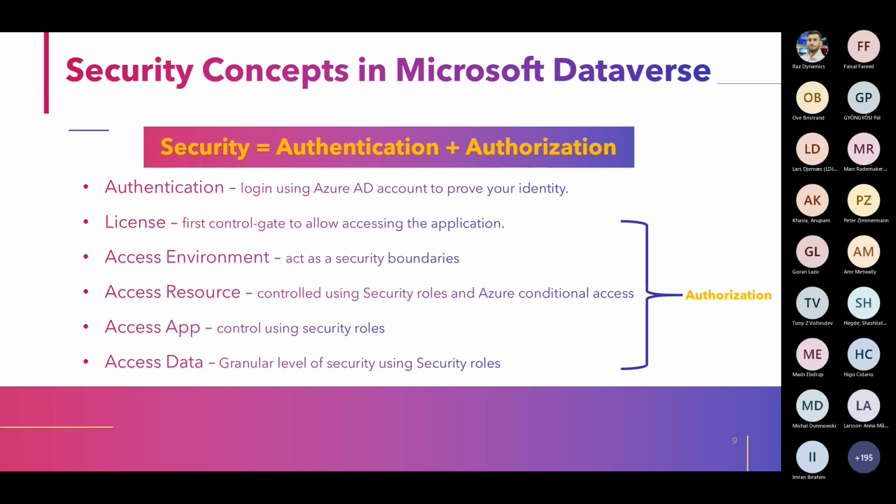If I explain the security concepts in Microsoft Dataverse with a real-time example, you can take the example of an airport. Once you enter the airport, you need to prove your identity by showing your passport or any sort of ID proof. That proof you give at the security gate is authentication. You are proving your identity at the security gate of the airport.